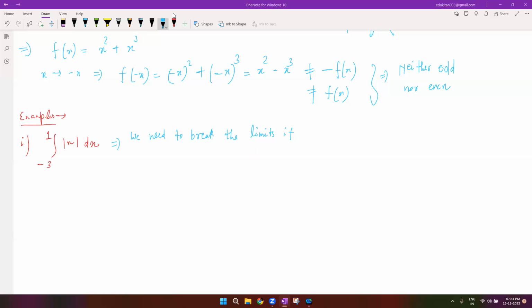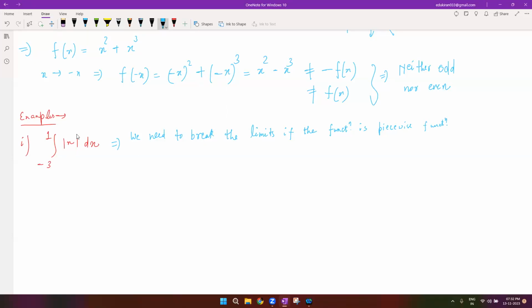So we need to break the limits. The question is, why are we breaking the limits? We need to break the limits if whatever function you are integrating is a piecewise function. I think we have already discussed piecewise functions. Does everybody know what a piecewise function is or not? Piecewise functions are defined with multiple expressions, right?